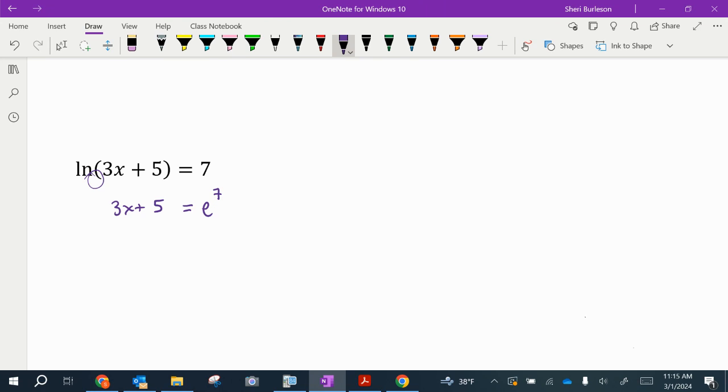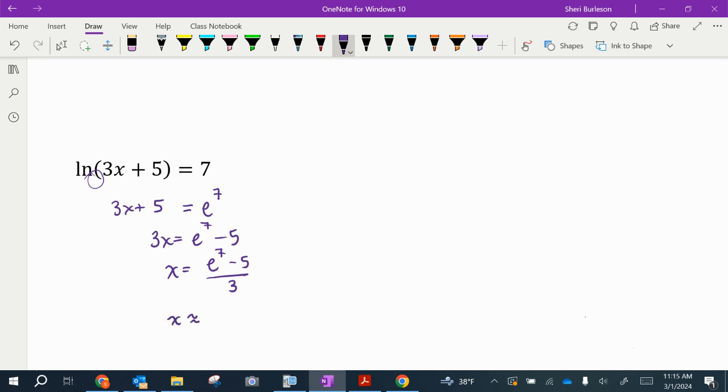And e to the 7th is just a number. I can't get it exactly without just saying e to the 7th, but it is just a number. So I'm going to leave it as e to the 7th. I'm not going to approximate until the end. So now when I solve, I have e to the 7th. I'm going to subtract 5 from both sides, and then I'm going to divide both sides by 3. That is my exact solution.